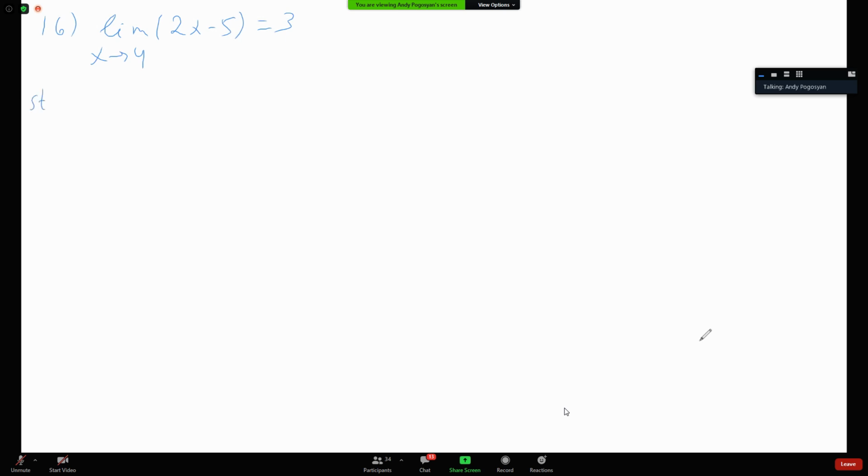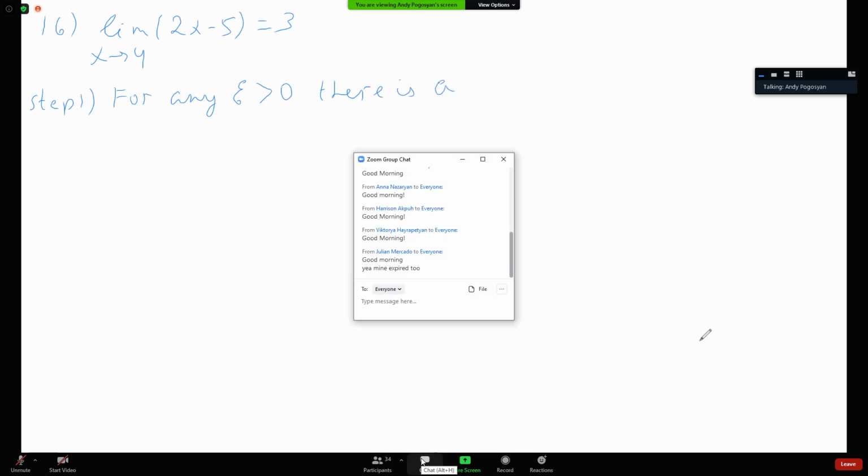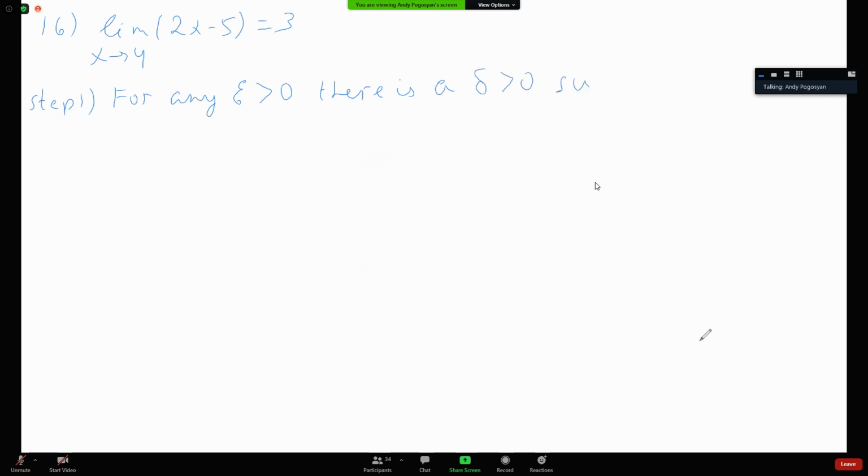Now, step 1, or part 1. For any, or every, or given, it doesn't make a difference, epsilon positive number, there is a positive delta such that if 0 is less than absolute value of x minus 4 less than delta, then absolute value of 2x minus 5 minus 3 is less than epsilon.